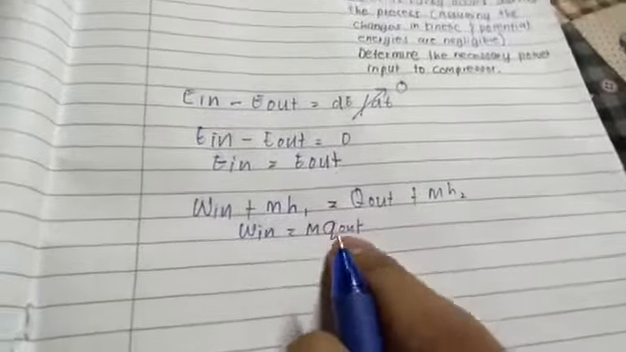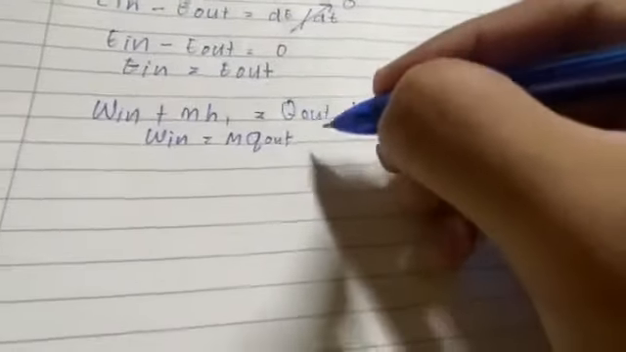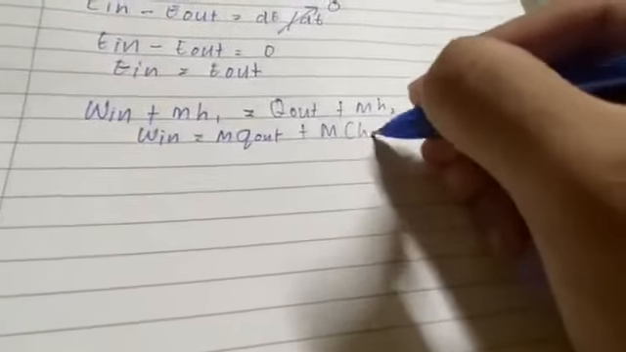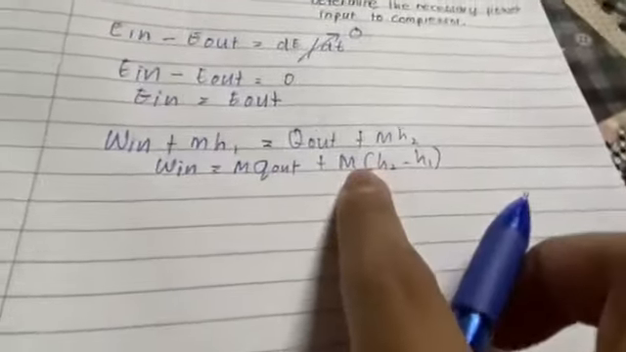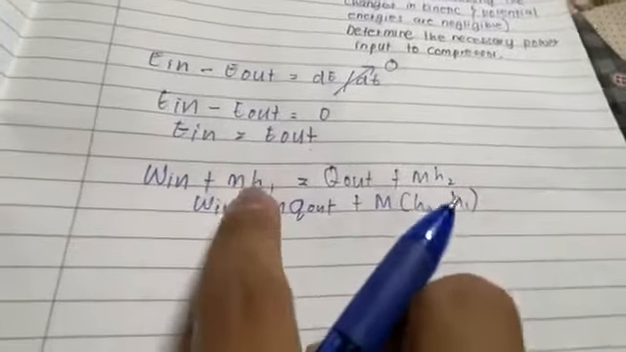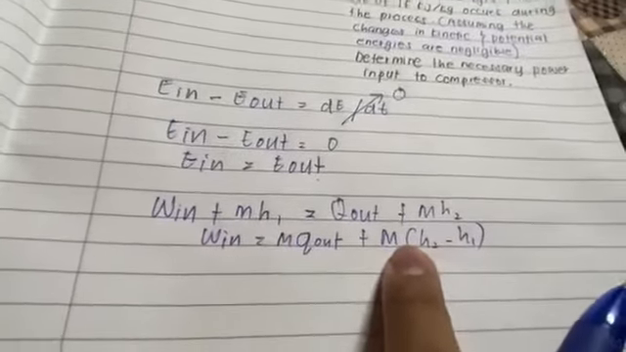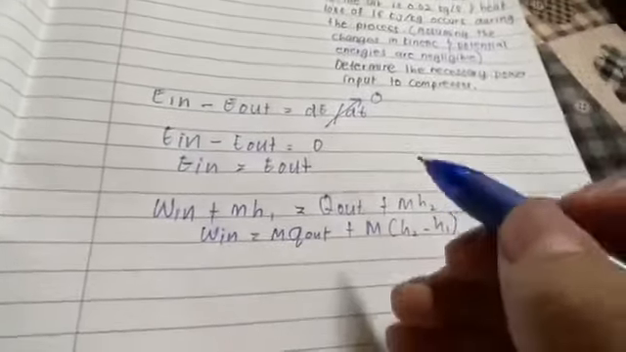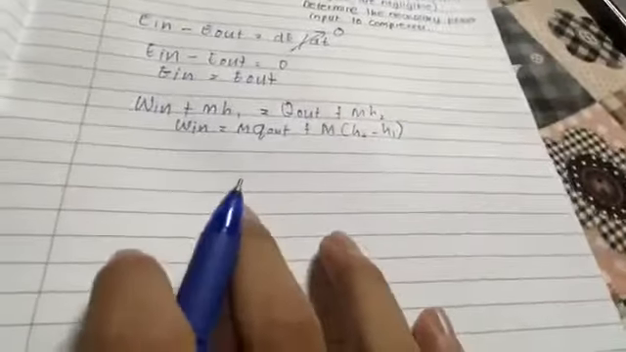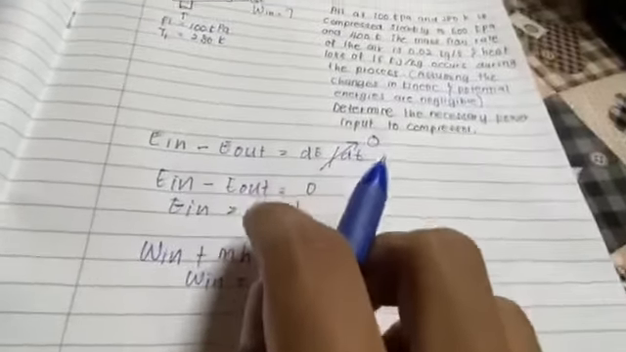So we arrange Q out to be replaced by m Q out, like this. It already changed. Plus m (h2 minus h1). You just factorize the same m. Basically m h2 minus m h1, but we just factorize there. We continue again.